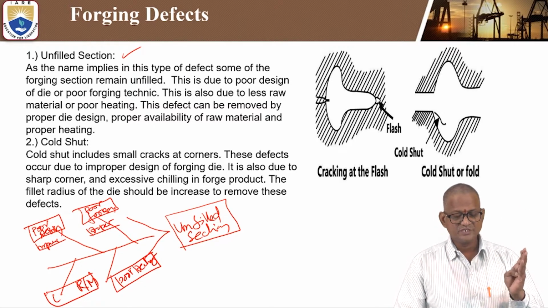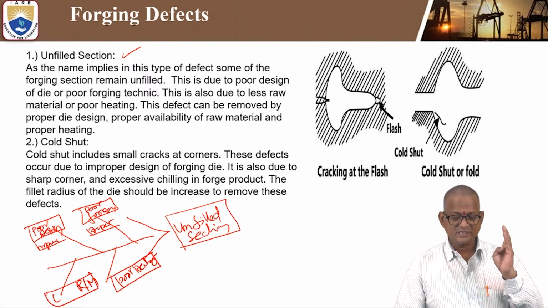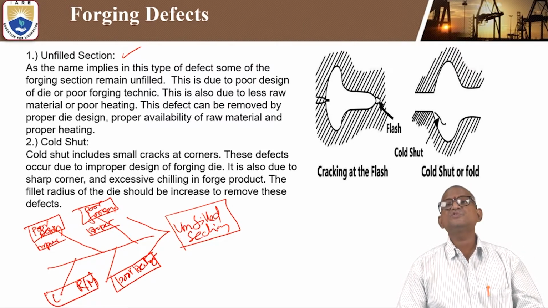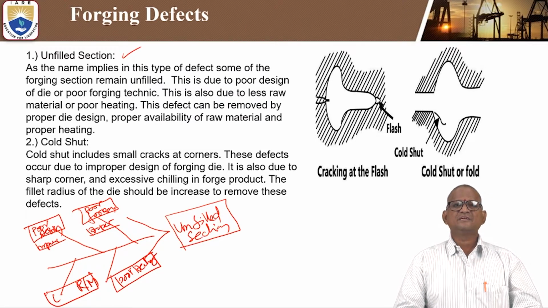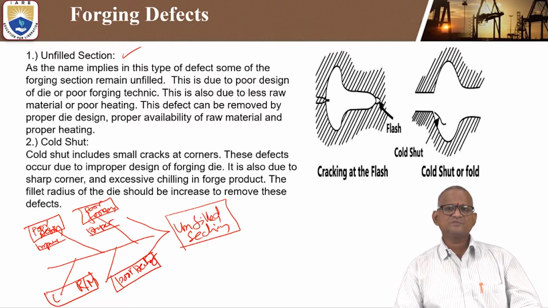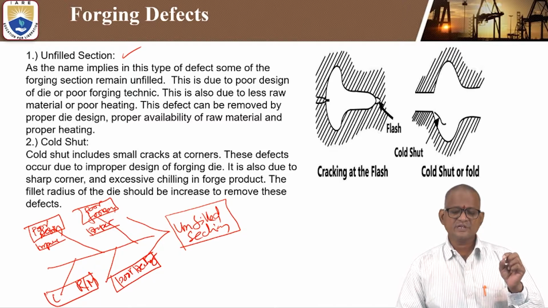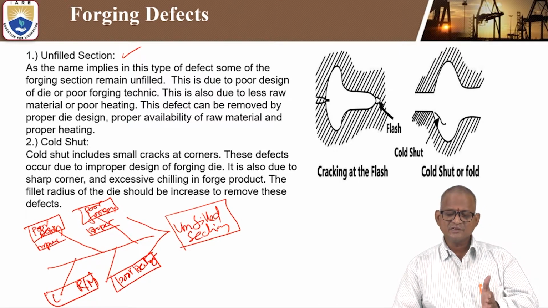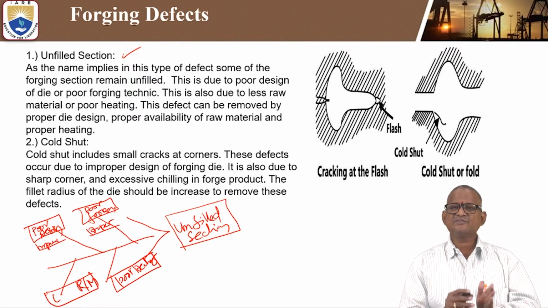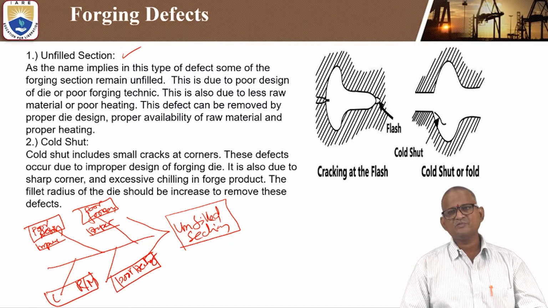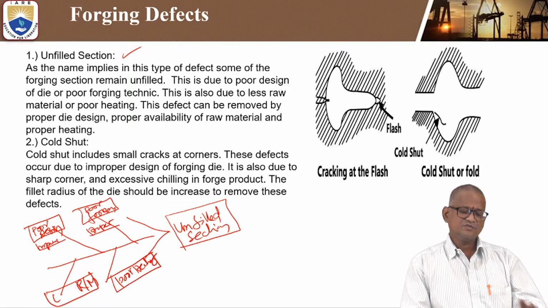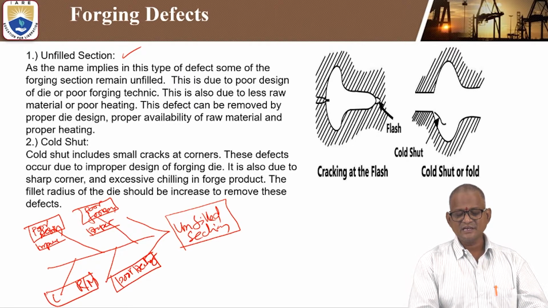The causes are improper poor design, improper forging technique, improper raw material, meaning a less amount of raw material, and poor heating. Depending upon the material itself, we must maintain the proper cooling or heating temperature; only then can you have the correct section of the component. Whether it is automobile or aeronautical, whatever the application, you must maintain these four factors.